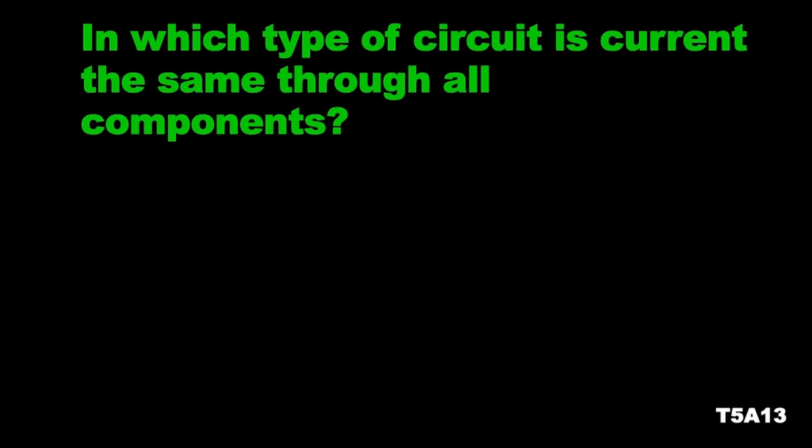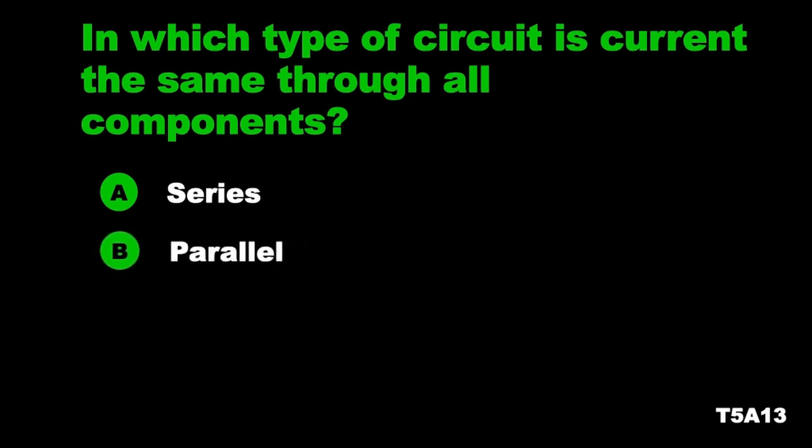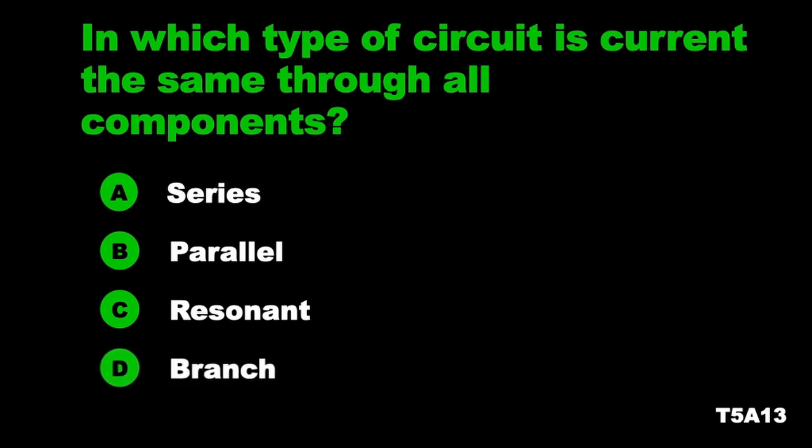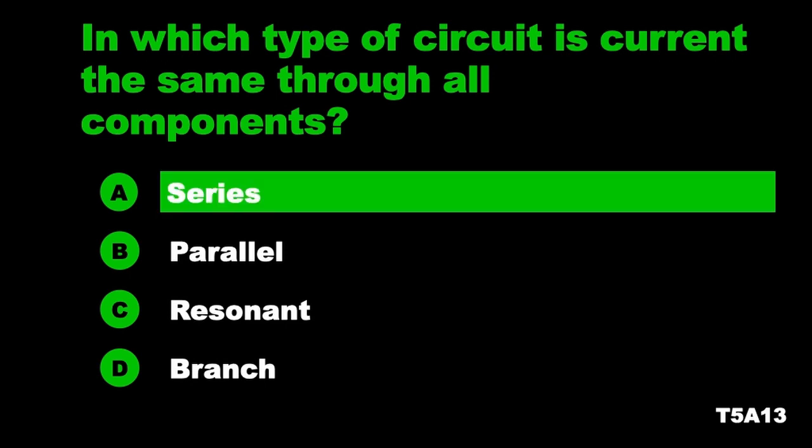In which type of circuit is current the same through all components? A. Series. B. Parallel. C. Resonant. And D. Branch. So we can rule out, based on our lesson, resonant and branch because those aren't types of circuits. So we're limited to A and B, series or parallel. I think the answer is series. You are correct. It's A.